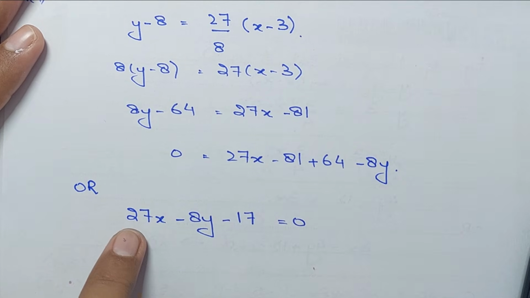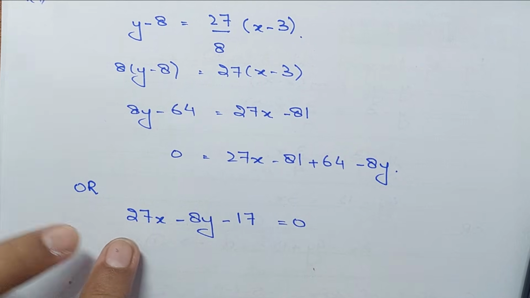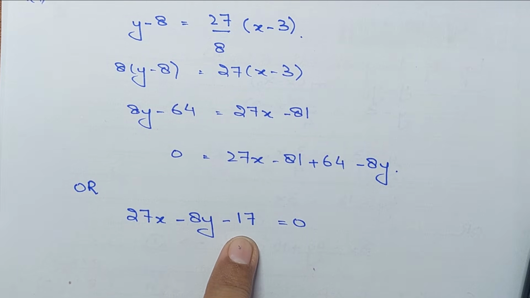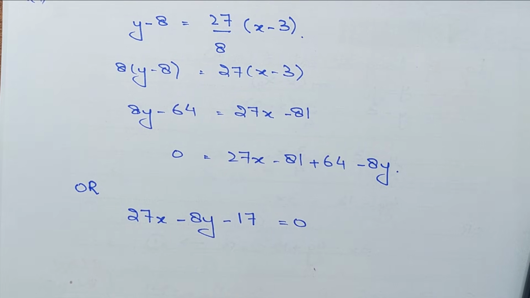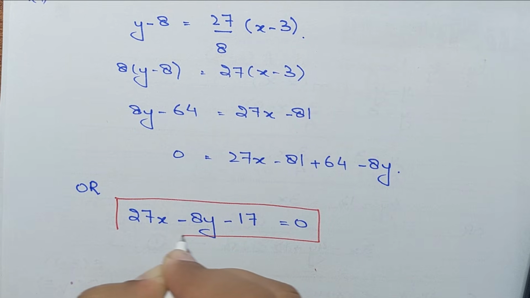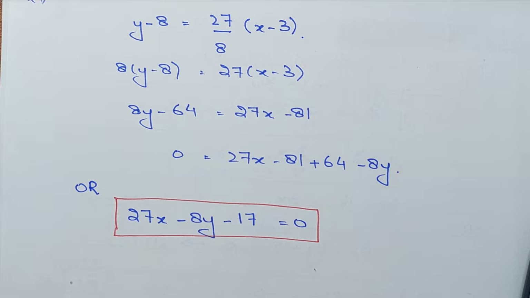Now this equation is in the form ax plus by plus c equals 0. A is 27, b is minus 8, and c is negative 17. And these are all the integers. That is the equation of tangent.